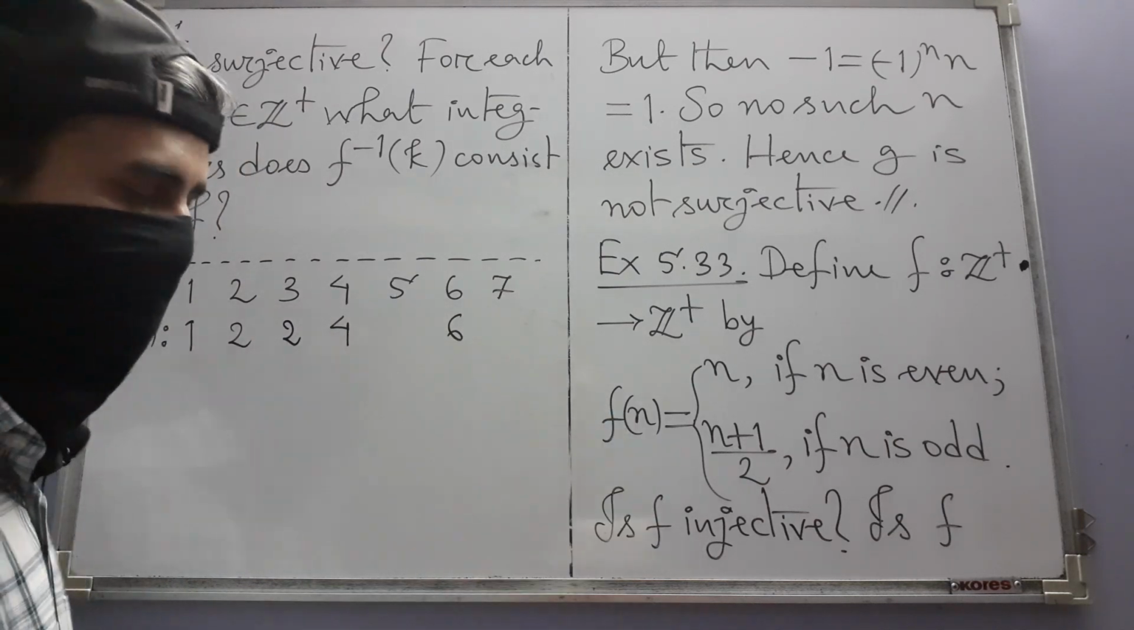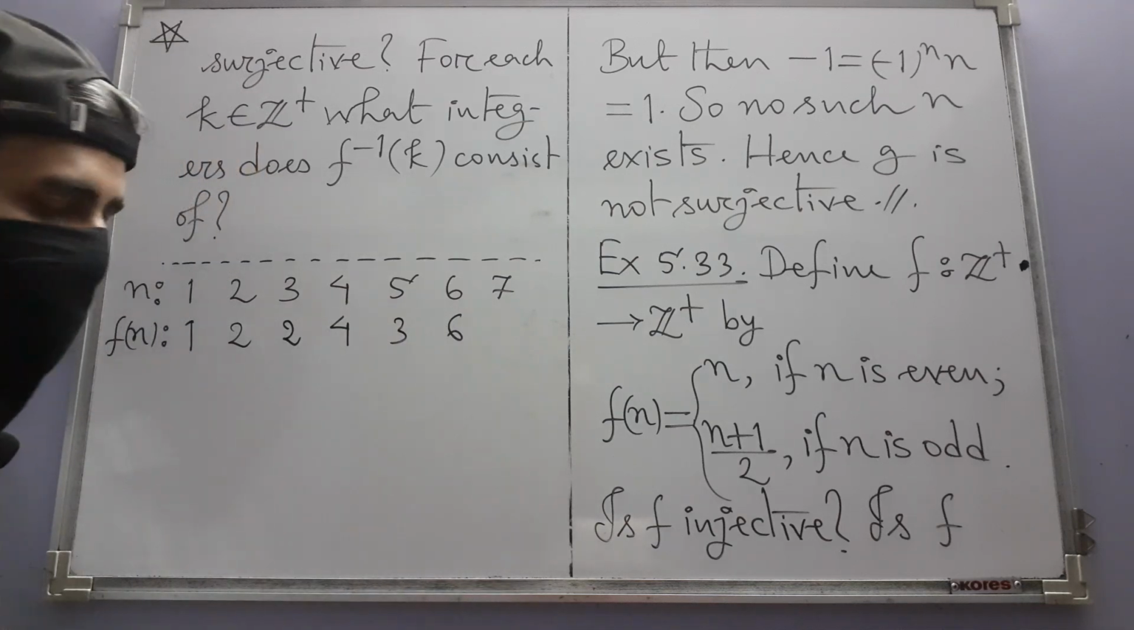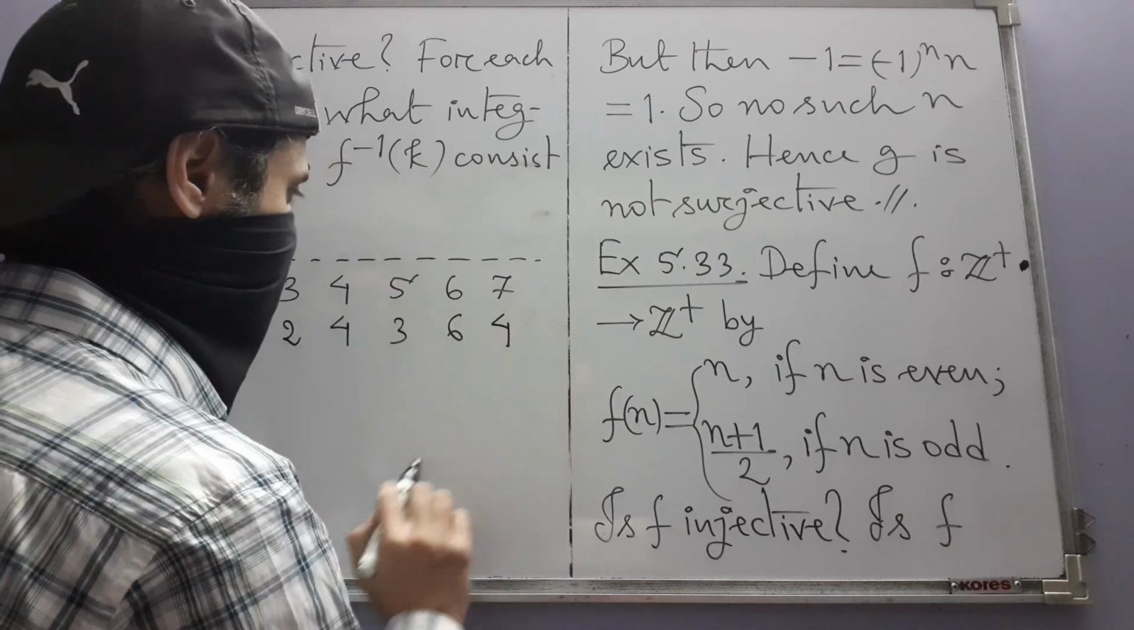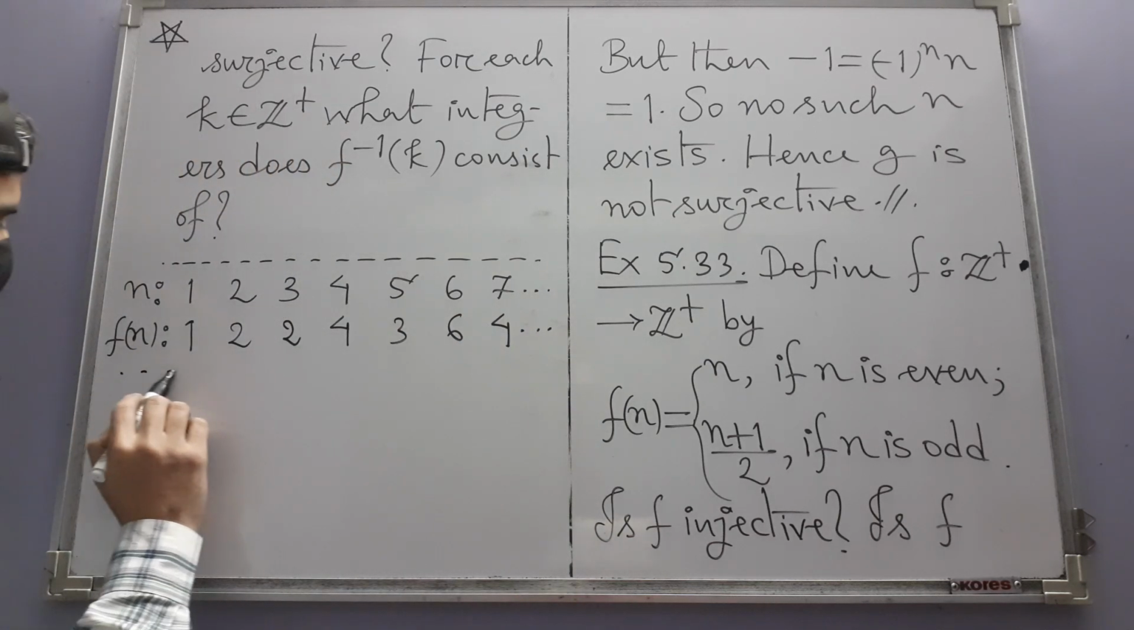5 plus 1 is 6, 6 divided by 2 is 3. 7 plus 1 is 8, 8 divided by 2 is 4. And of course, other values also exist.